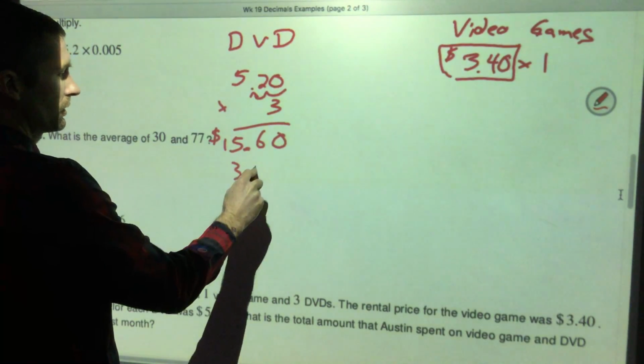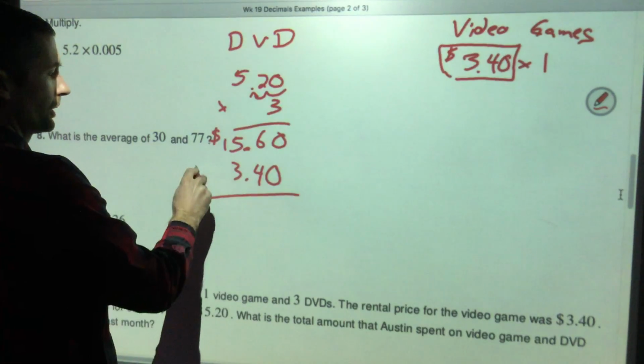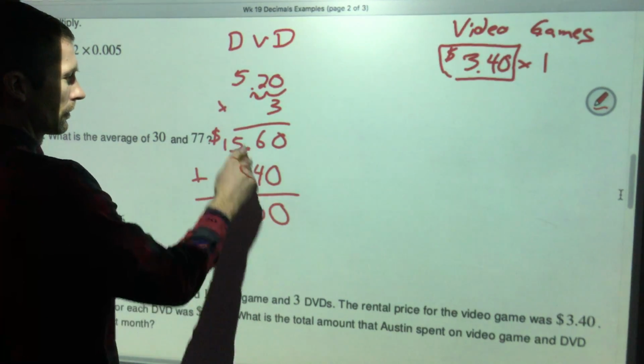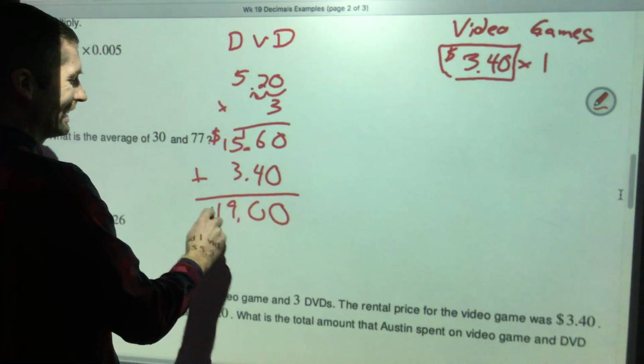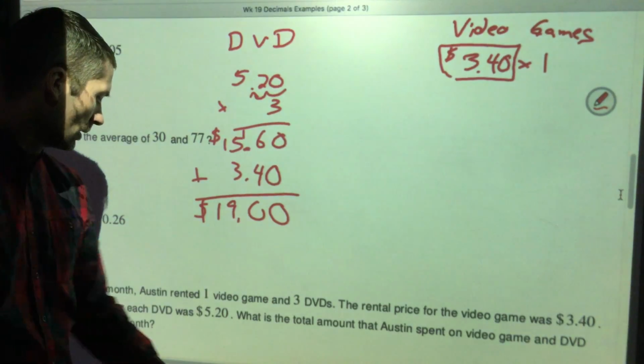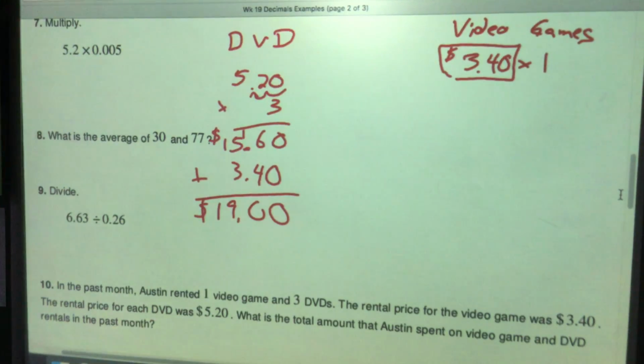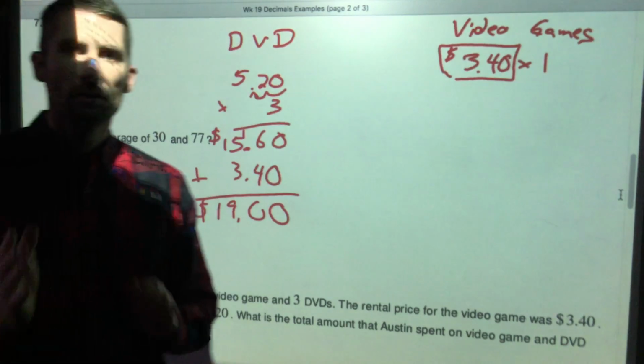So now we just have to add those 2 together. Line up our decimals vertically. My answer is $19, which totally makes sense. Okay, that's how you do this week's homework.